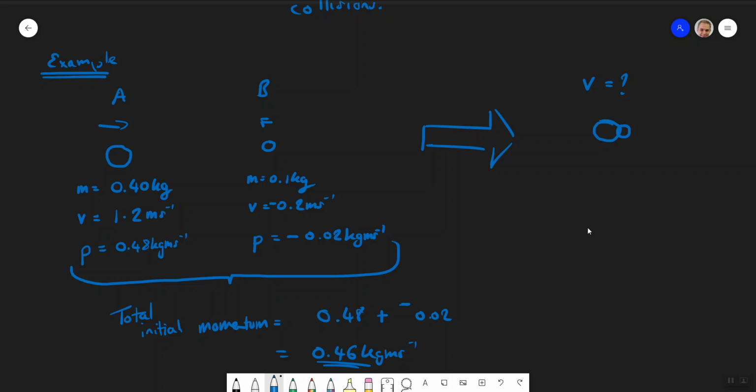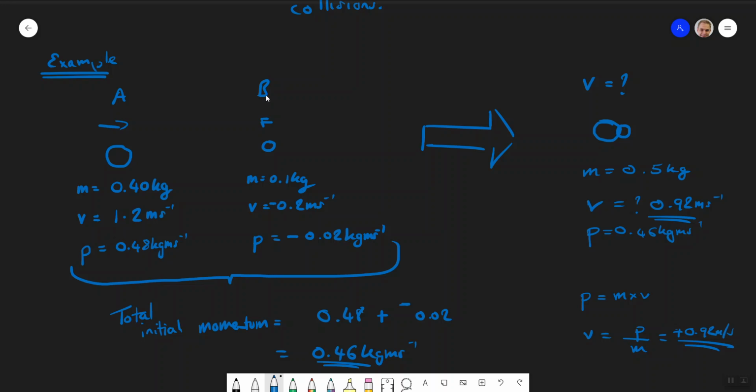So what do we know on this side? We know the momentum is equal to 0.46 kilogram meters per second. We know the mass because that's just this plus this, so we've got 0.5 kilograms. And we want to know the velocity. We can use momentum equals mass times velocity, so velocity equals momentum over mass. So we get 0.46 over 0.5, which comes out as 0.92. And that's going to be positive because we've got a positive momentum. So that is 0.92 meters per second, and that's our answer to that one.